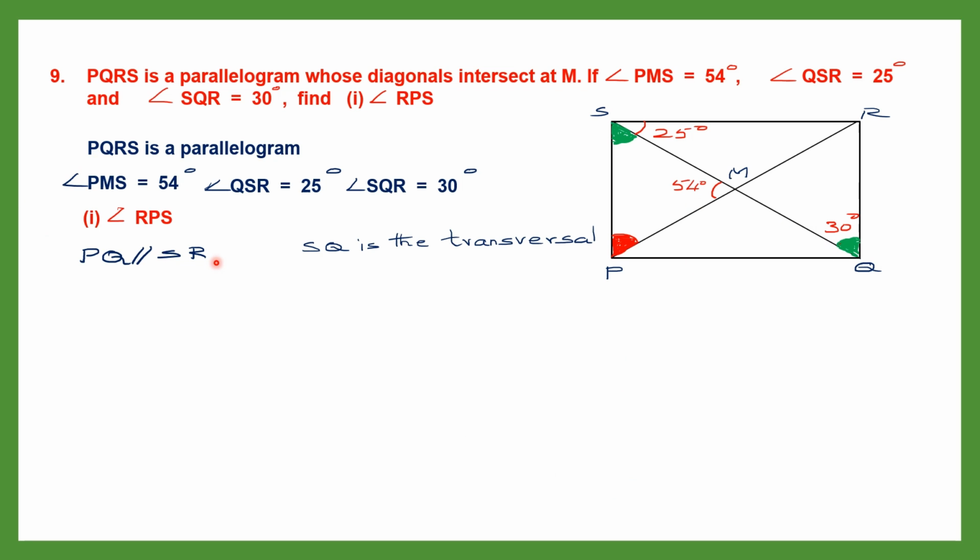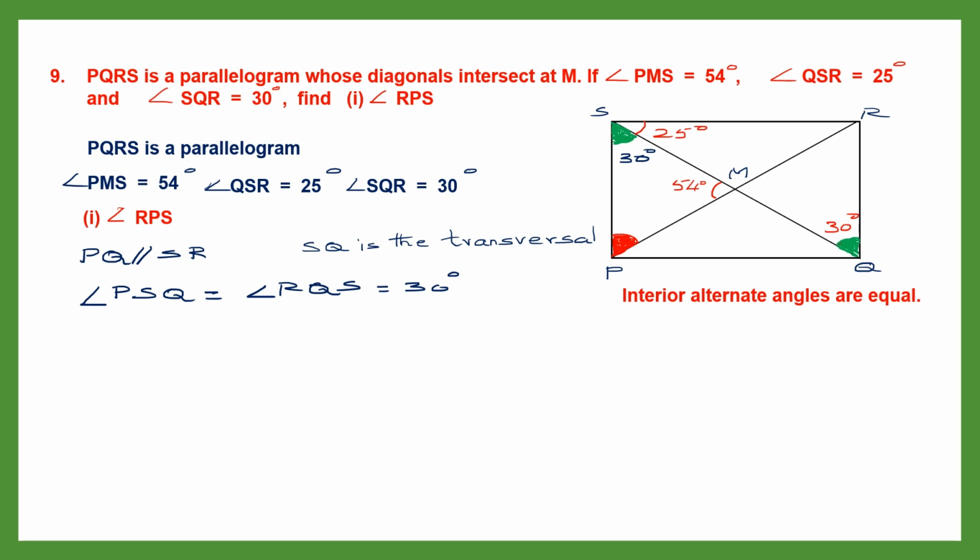So let's write that out. That is, angle PSQ is equal to angle RQS, and both are equal to 30 degrees. So this will also now be 30 degrees. And what is the reason that they both are equal? The reason is interior alternate angles are equal.